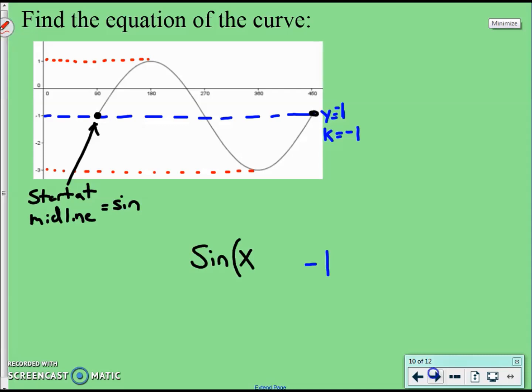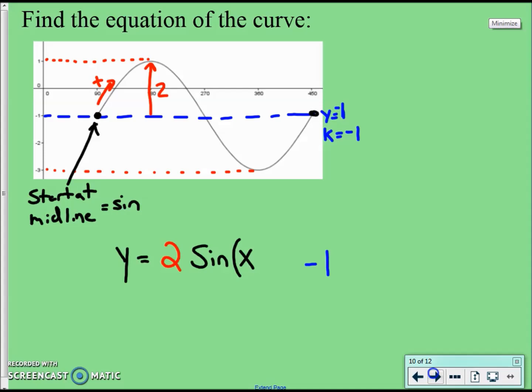My amplitude's pretty easy to figure out. I go from negative 1 to 1, that is an amplitude of 2. Since I start going in the positive direction to begin with, I just have an amplitude of 2. There is no reflection here. So y so far is equal to 2 sine of x minus 1.